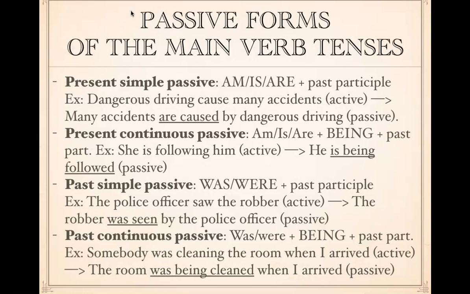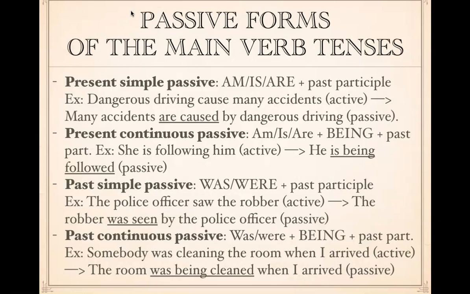The present continuous is formed by am, is, or are, and the verb to be in the ing form, being, and then the past participle. For example, the active sentence is she is following him, and the passive is he is being followed. Then the past simple, we have was or were, followed by the past participle of the verb. So the active sentence could be the police officer saw the robber, and the passive is the robber was seen by the police officer.